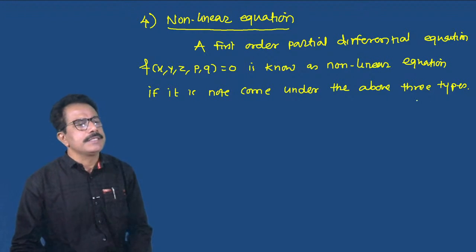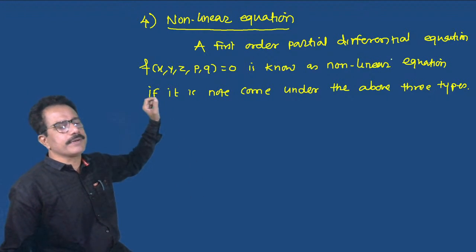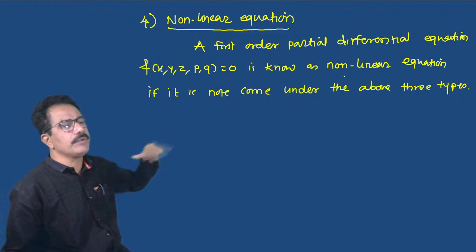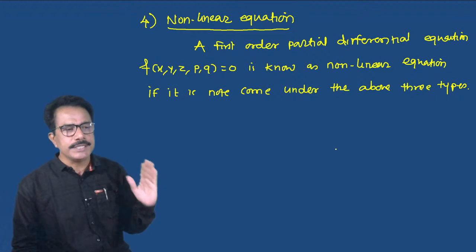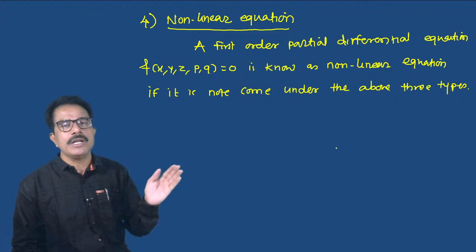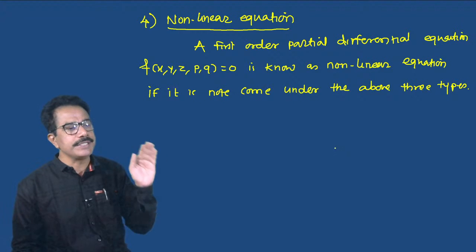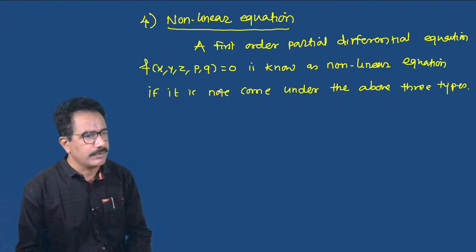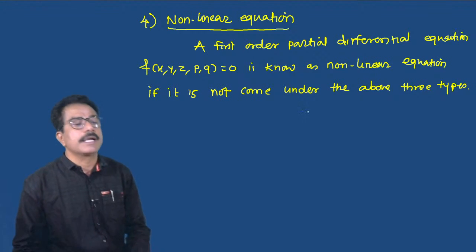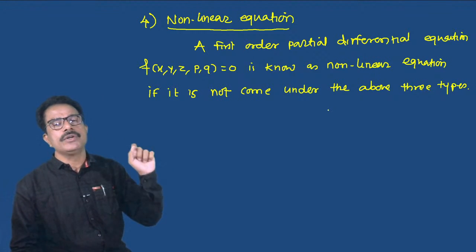A first order partial differential equation f of x, y, z, p, q equals 0 is known as a non-linear equation if it does not come under the above three types.